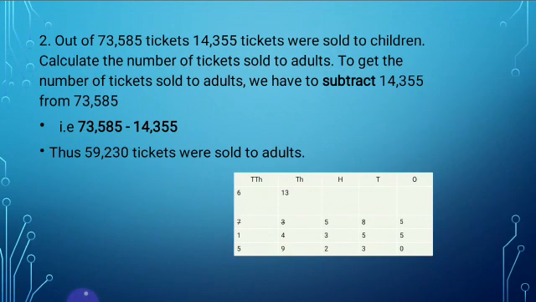Let us also see a word problem. Out of 73,585 tickets, 14,355 tickets were sold to children. Calculate the number of tickets sold to adults.